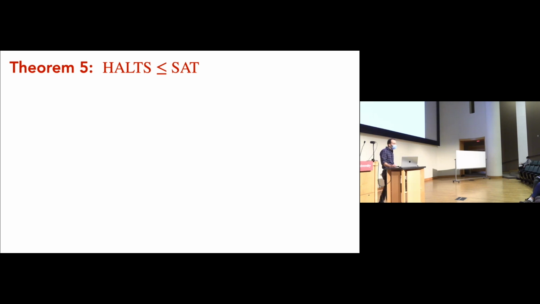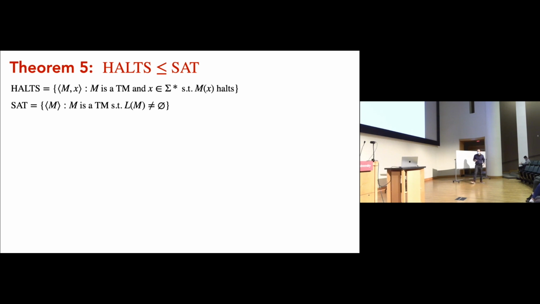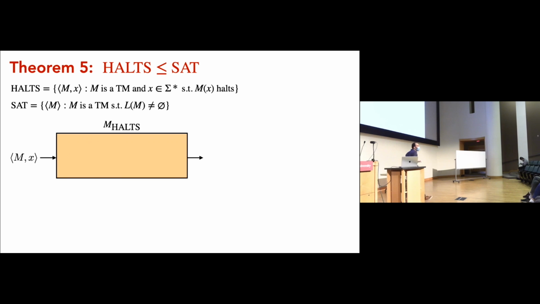Okay, so now let's do one more example. We're going to do now Halt reduces to SAT. Since Halt is undecidable, SAT is going to be undecidable. So reminder that these are the languages that we have. What is our task now? Let's think about this. This is the picture of a reduction. Since we want to reduce Halt to SAT, we want to come up with a decider for Halt, let's call it M_Halt, that will use as a helper function an assumed decider for SAT, call it M_SAT.